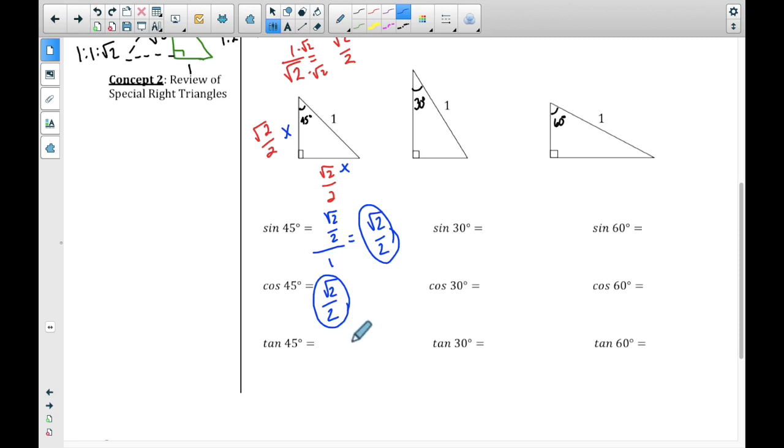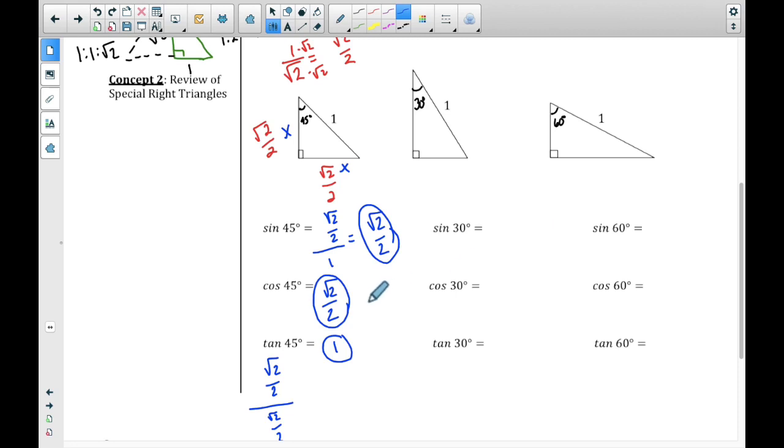And the last one, how about the tangent of 45? The tangent of 45 is opposite over adjacent. That's radical 2 over 2 over radical 2 over 2. That's the same thing over itself. Anytime you have the same thing on top of itself, that equals 1. So the sine is radical 2 over 2, cosine also radical 2 over 2, tangent is 1.